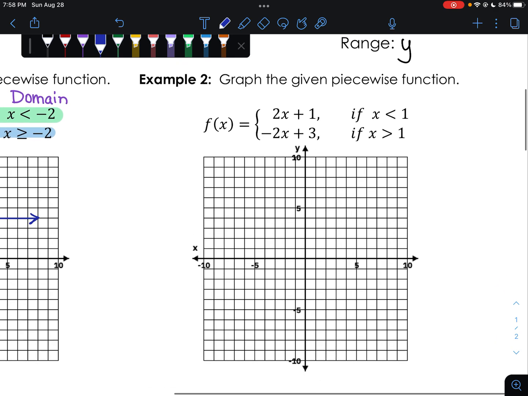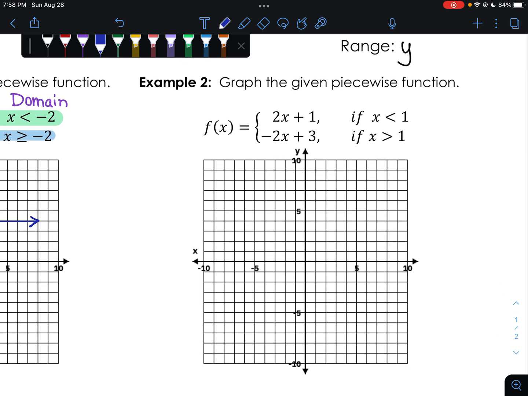Moving on to example number 2, graph the given piecewise function. So as a reminder, this is our domain restriction over here. This is our range. You start one by one. So I start by graphing the top function. The first x value I'm going to use is 1, but on this top equation, it's going to have an open circle.